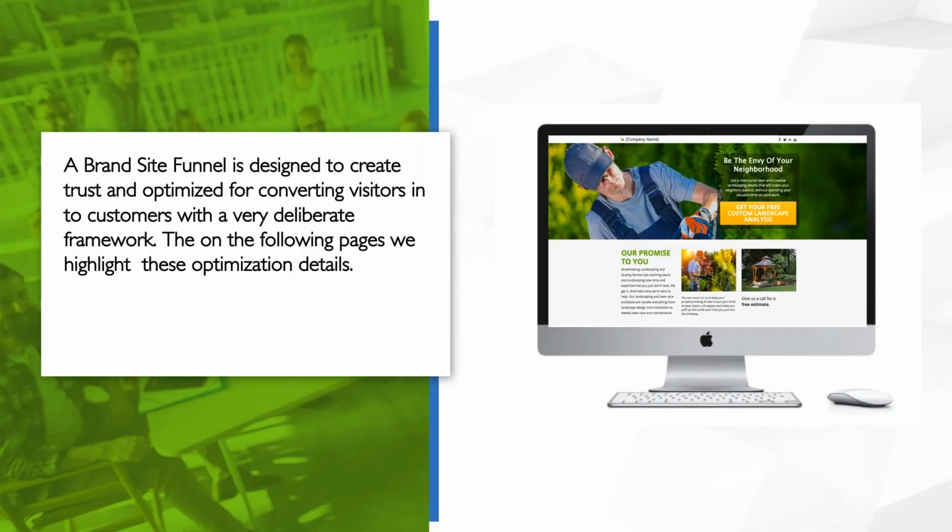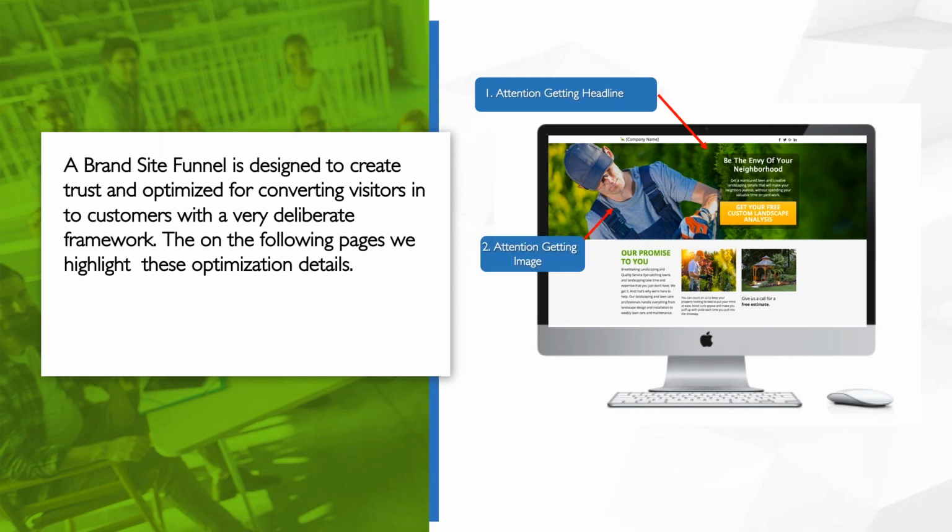And I get it. Hey, that's landscaping. It's not medical. It doesn't matter. It's the concept and human nature. Keep in mind, it's designed to create trust and optimize for converting them to customers with a very deliberate framework. And it's all on one page. That's the key. You have an attention-getting headline. You have your attention-getting image, which is an action image, attention-getting offer, attention-getting button, and your promise.